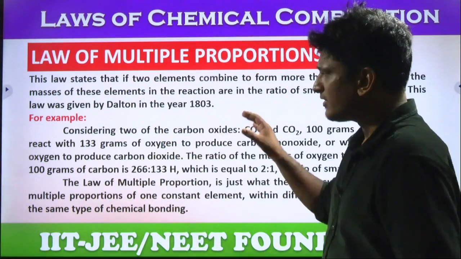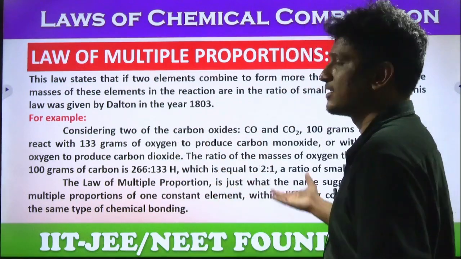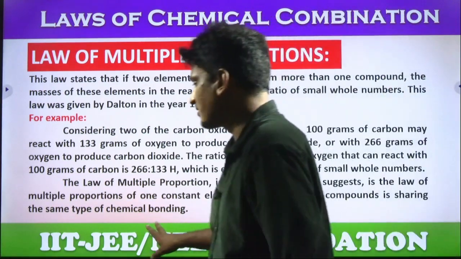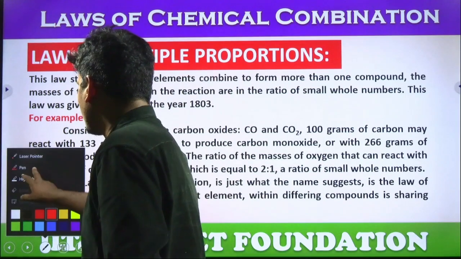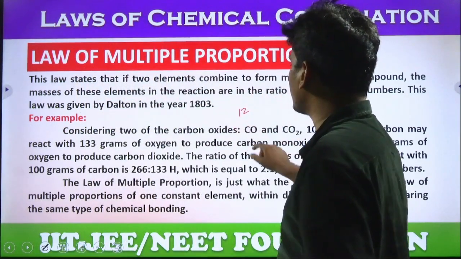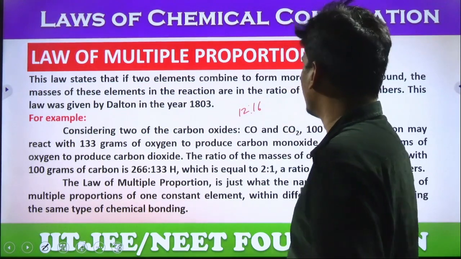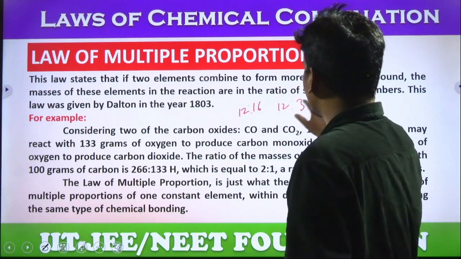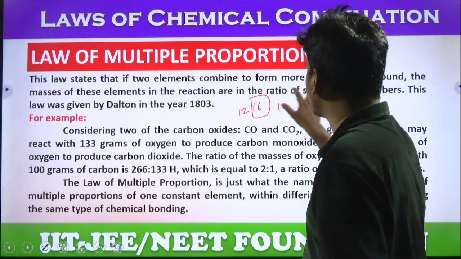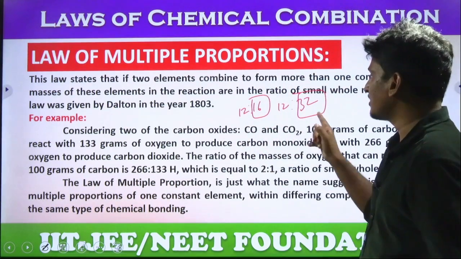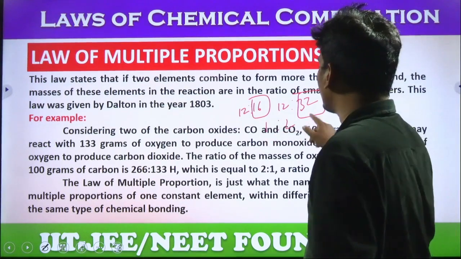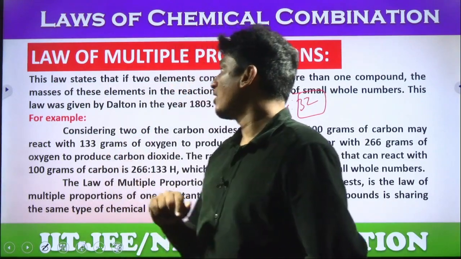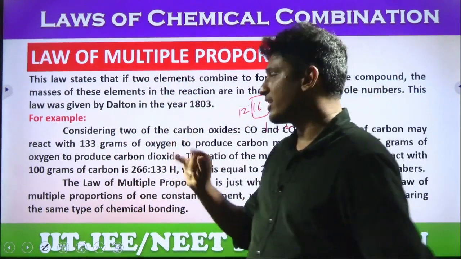For example, considering two of the carbon oxides, like the example we already discussed just now, CO and CO2. Here, students, some 100 grams is taken. I already explained that the mass of carbon is 12 grams. What is the mass of oxygen? 16. So what is the ratio? The mass of carbon is 12, the mass of oxygen is 16 only. But in CO2, 2 oxygens are there, 2 into 16, 32. Now find the ratio of only the oxygens which combine with the same carbon, 16 and 32, which is a 1:2 ratio, or 32:16, a 2:1 ratio. That is the ratio that this law of multiple proportions, explained by Dalton, is talking about.